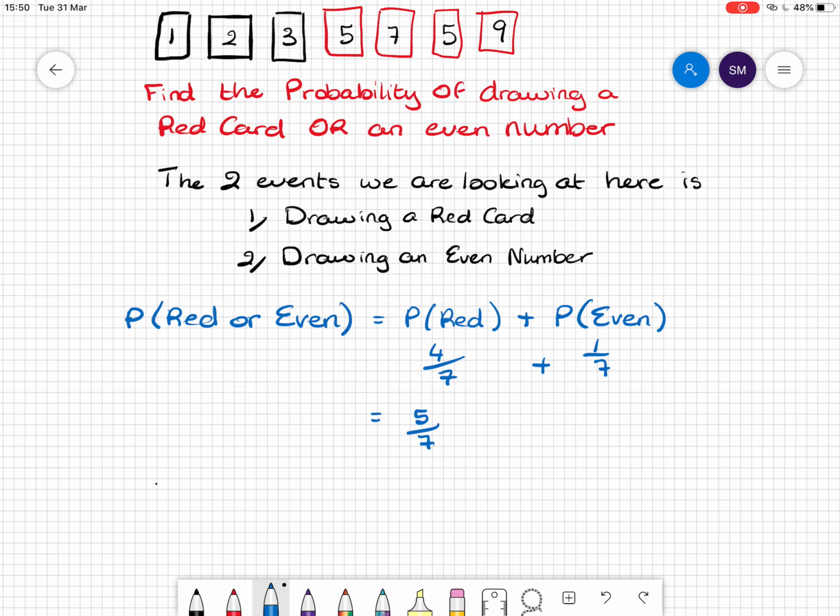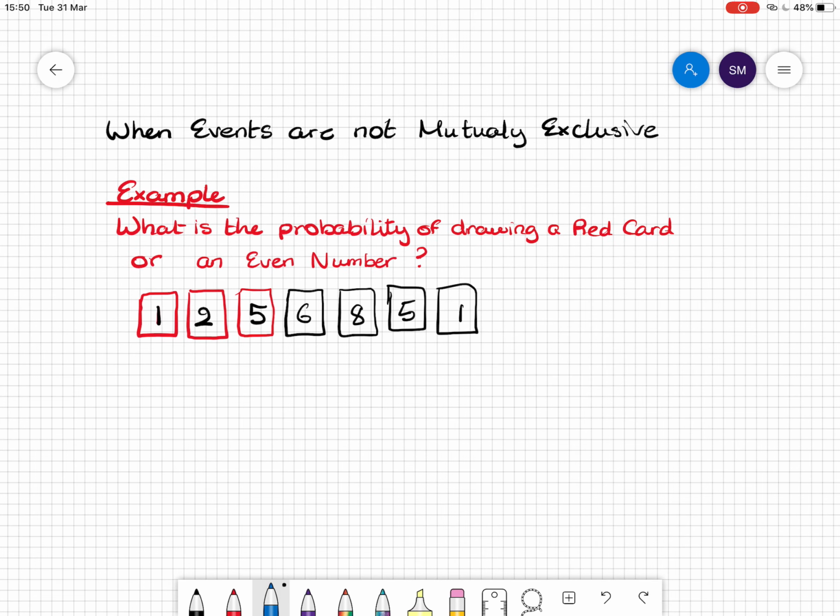There's nothing there. Whereas if we scroll down here to our second example, we're looking at the same 7 cards, different numbers. And what we do notice is that one of the red cards has an even number on it. So in that case, the probability of having a red card and the probability of having an even number are no longer mutually exclusive events, because they can both happen at the same time or they can both influence one another.